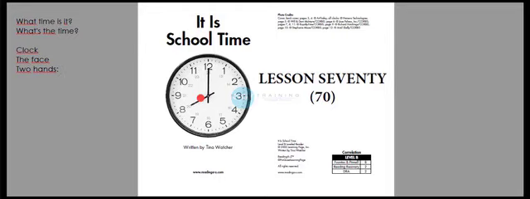Como si estuviéramos hablando de partes del cuerpo humano. Una hand es esta, que es más larga. The minute hand. Y la otra, la más corta, the hour hand. Una hand para leer los minutos, the minutes, y la otra hand para expresar the hour.